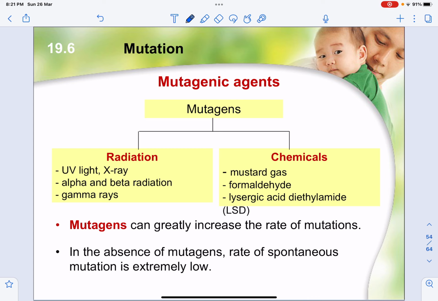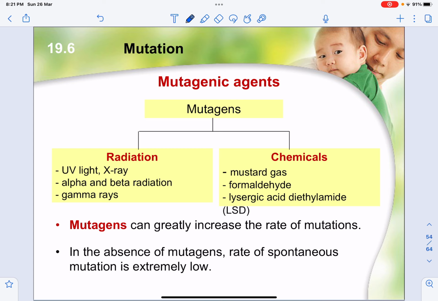So gamma rays is usually used. In the movie Avengers, the Green Hulk, they tend to say it's always affected by gamma rays. So that's one example lah. But whether if you subject yourself to gamma rays and become the Hulk is another thing. I don't think that's really real lah.